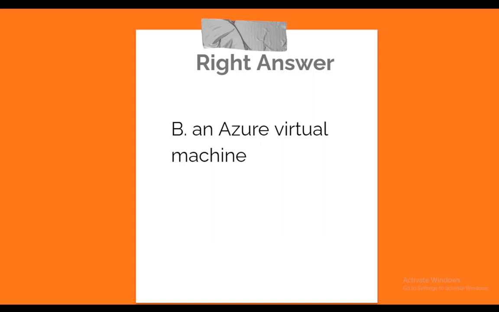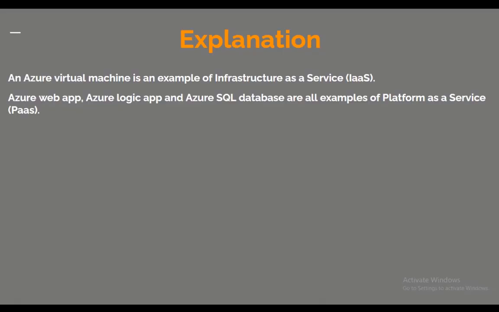Explanation. An Azure virtual machine is an example of infrastructure as a service. Azure web app, Azure logic app, and Azure SQL database are all examples of platform as a service.